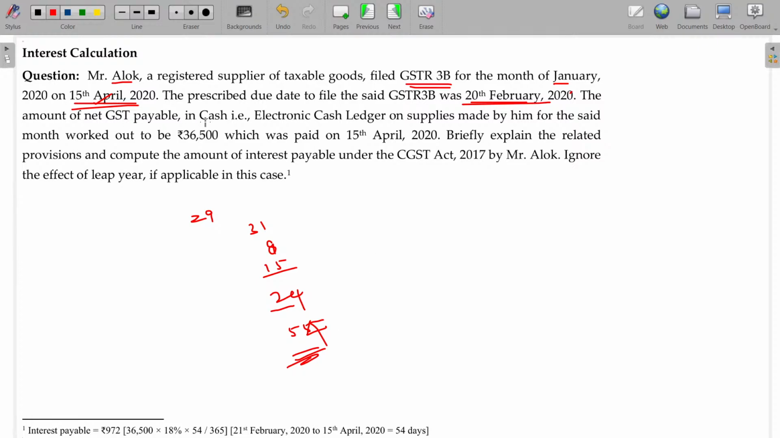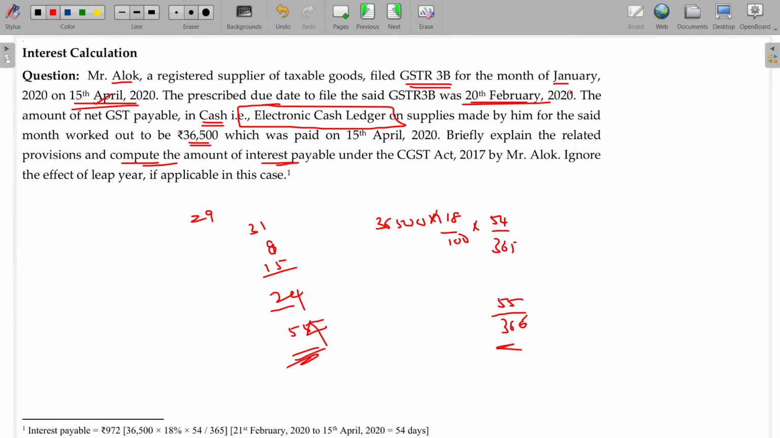And the amount of net GST payable in the electronic cash ledger for supplies made by him for the said month worked out to rupees 36,500. Briefly explain the related provisions to compute the amount of interest payable. How much do you have to pay? 36,500 into 18% into 54 days divided by 365. If it is a leap year, 55 divided by 366 can be taken. Clear? 366 will be taken. This is a delayed filing. In case of delayed filing, only the payment using the electronic cash ledger, the net tax liability, is to be taken for the interest calculation.